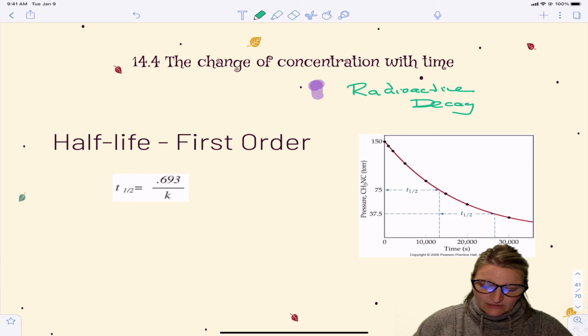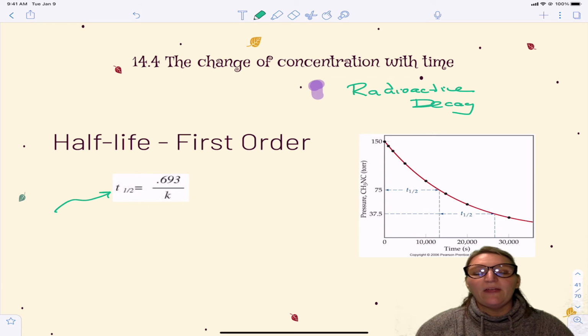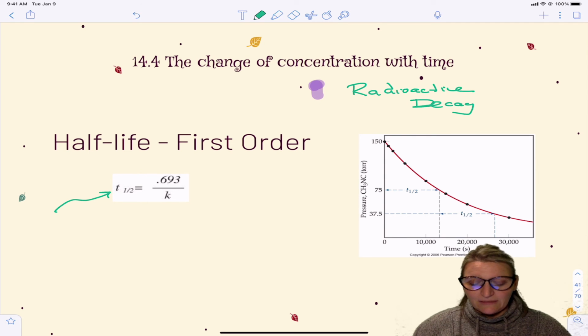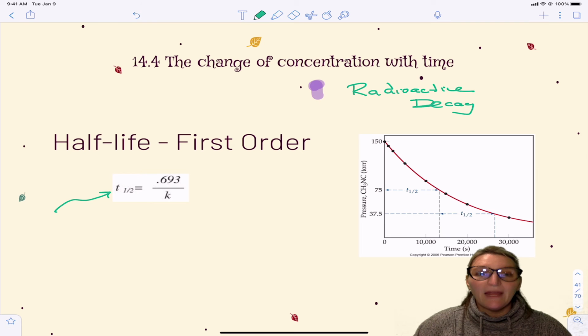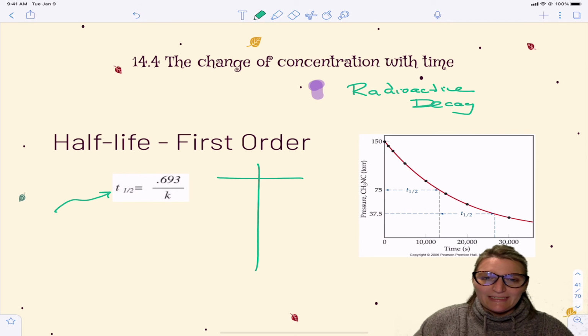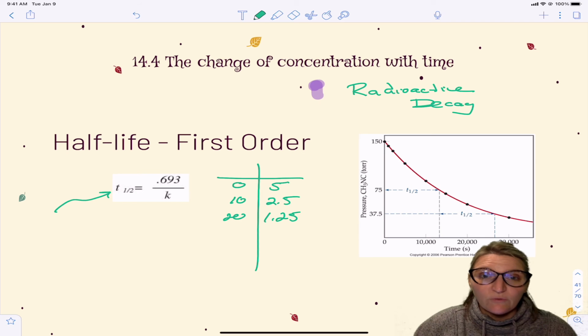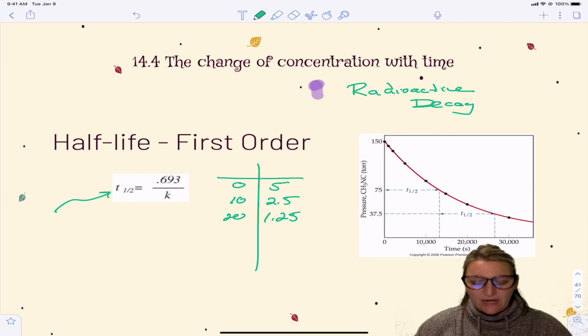If the question is asking you for the length of a half-life and it gives you a rate constant, you can use 0.693 over k to figure that out. If you're given the length of a half-life, you can use this formula to find k. Sometimes you'll be given a table and it will say at the beginning you have 5, and then at 10 minutes you have 2.5, and at 20 minutes you have 1.25. And so from that you would deduce that, oh, the half-life for this is 10 minutes. And then you could go and use this formula.